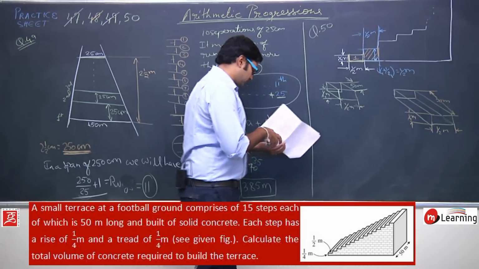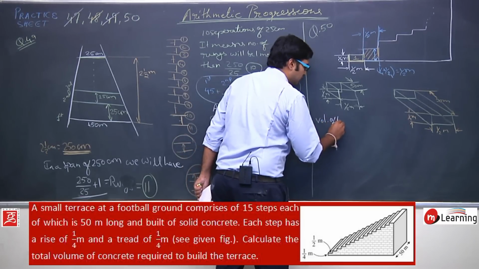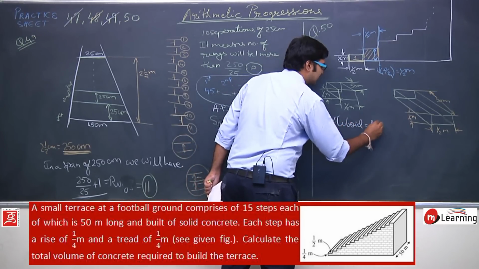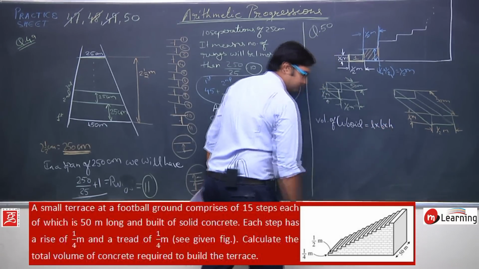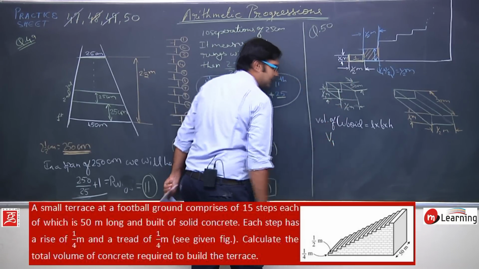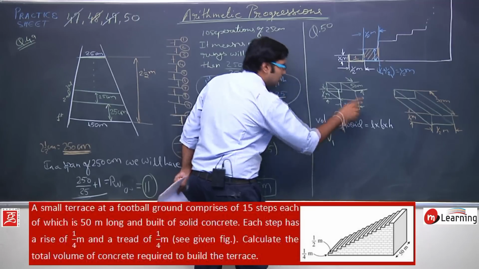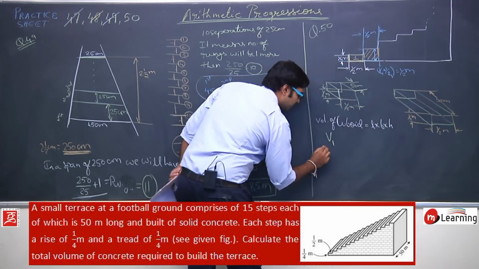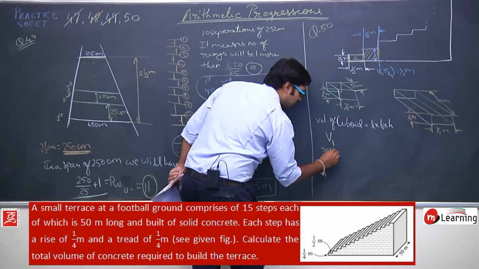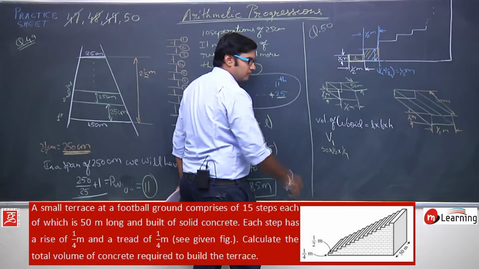So what is the volume of the cuboid? It is length into breadth into height. So let us call the volume of step 1 as V1. The volume for the first step will be 50 into 1 by 2 into 1 by 4. This will be the volume V1.